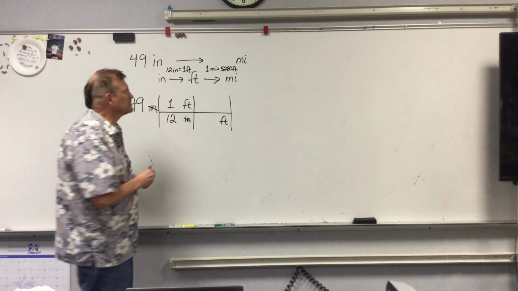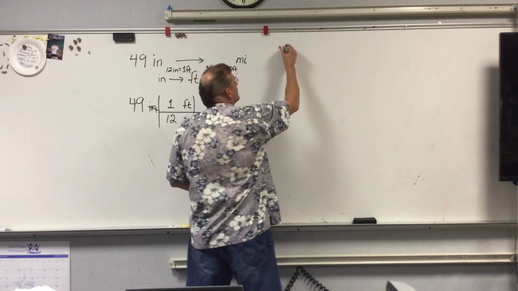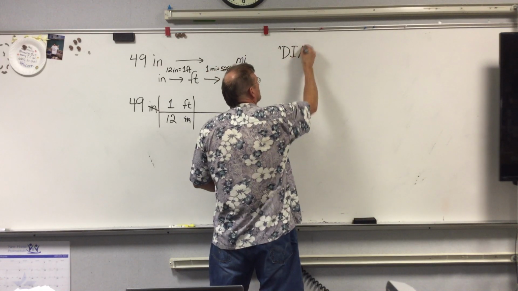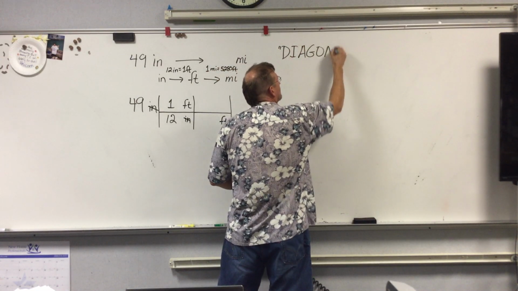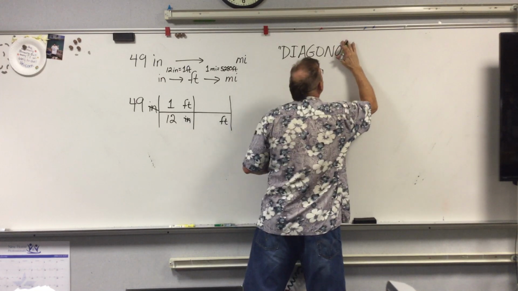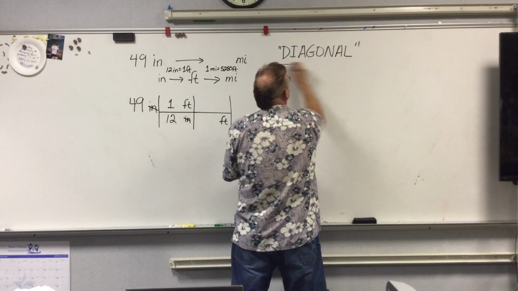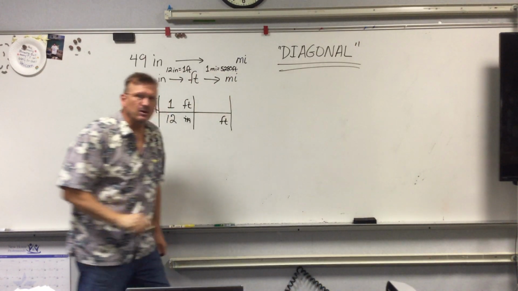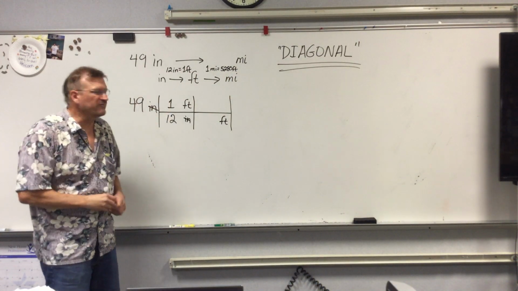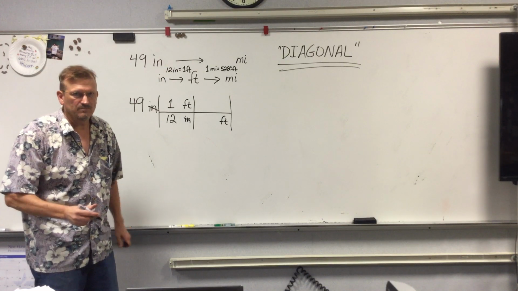So the key word to remember is, and I'll capitalize this. Hopefully I'm spelling it right. The key word to remember when setting up conversions is diagonal, okay?